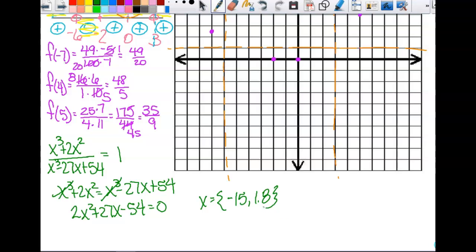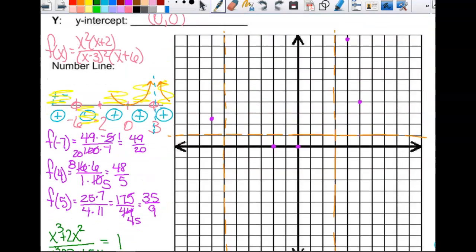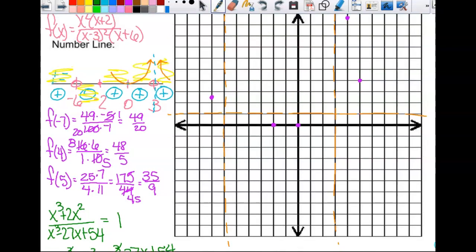So the first one is out here at negative 15, which is way off my graph, but this would come down, it would cross down here wherever negative 15 is and then come back up. Then the other one's at about 1.8, which is about right there, which we knew it was going to cross somewhere right there because it's got to stay positive, okay? So got to check for them, plot them if we can.